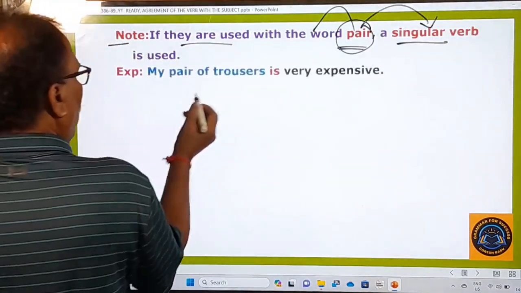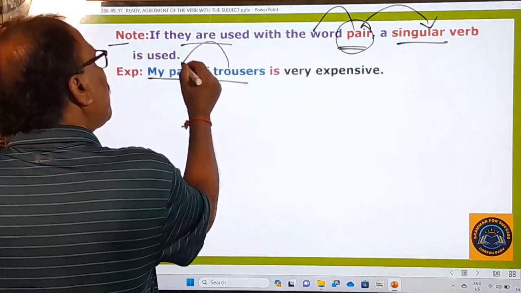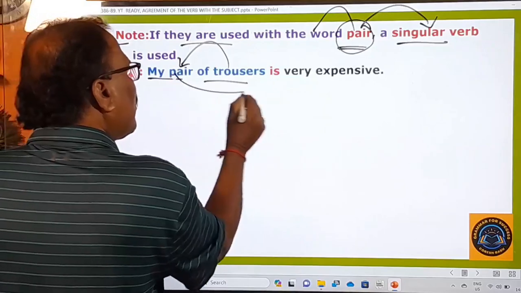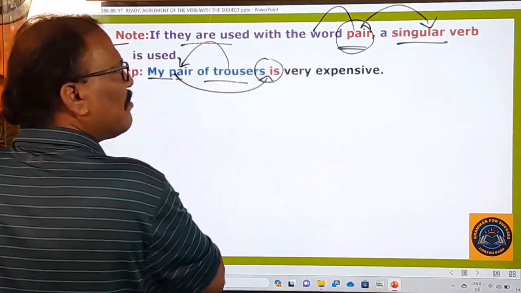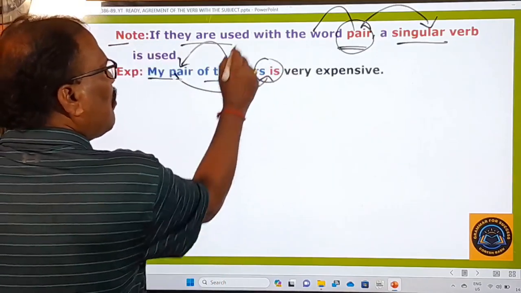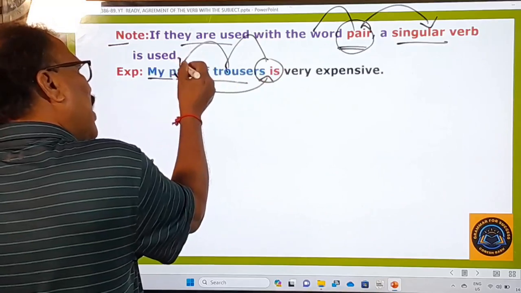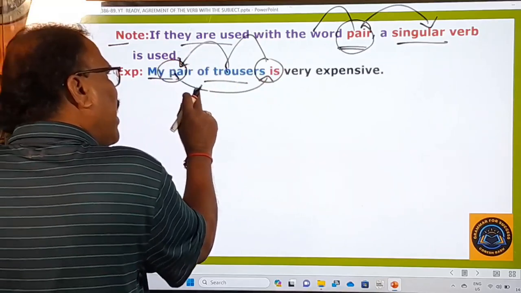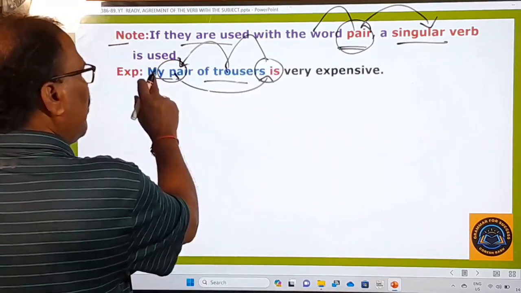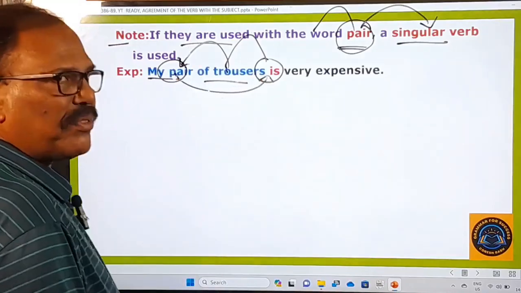Some examples I'll give. My pair of trousers. Trousers is a plural word, but whenever it comes into this pair, then it becomes what? A singular, and therefore my pair of trousers is. If this is not there, it's a plural word, then you use are. But here, when this trousers is taken into a pair, and this pair is a singular word, so my pair of trousers is, and because of this we use a singular verb after that.